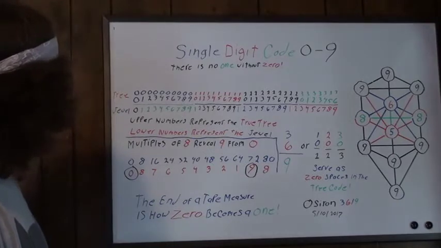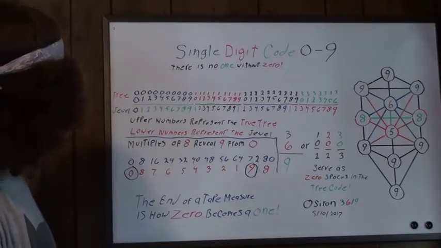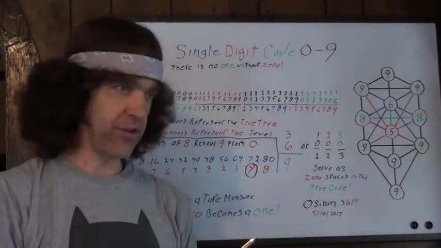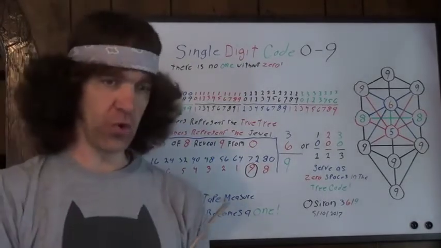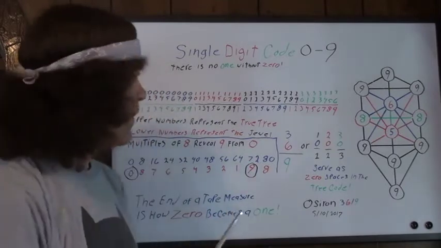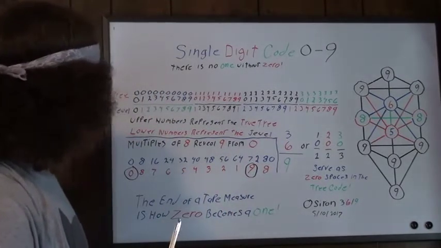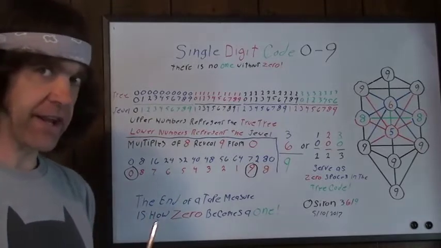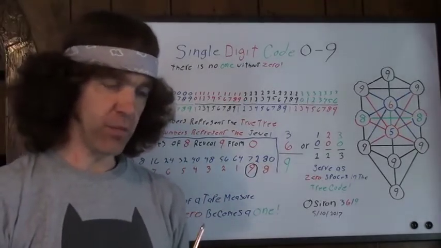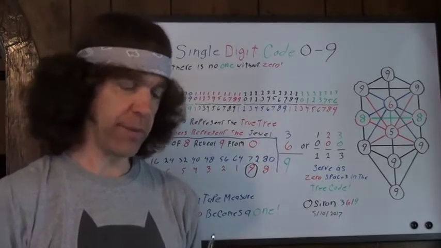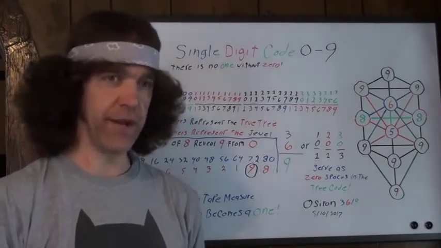So I hope this is clear as to why the true tree of life is numbered the way it is, and why the jewel is numbered the way it is. I wanted to isolate this in one video so people can see that, because a lot of the questions I'm getting in Facebook posts have to do with that concept of 0, and people don't understand why it's numbered the way it is.